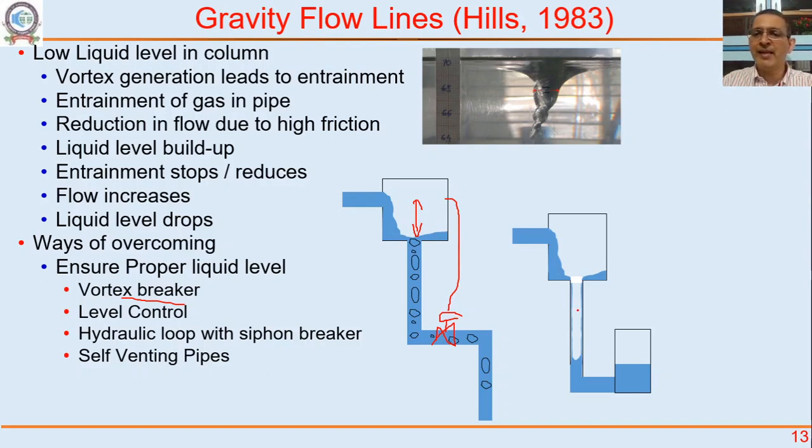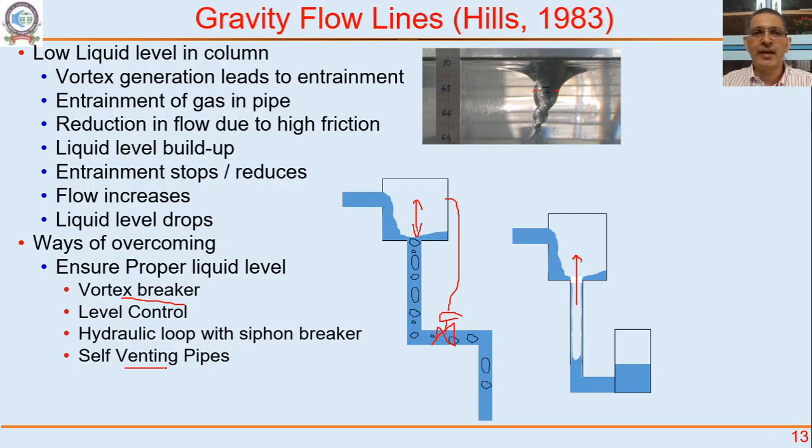Or we can have a self-venting pipeline, meaning the liquid will go down like an annular flow, but the gas, rather than going down and causing two-phase flow here, will go upwards. Okay, and then the gas can be disengaged. These are called self-venting pipelines.